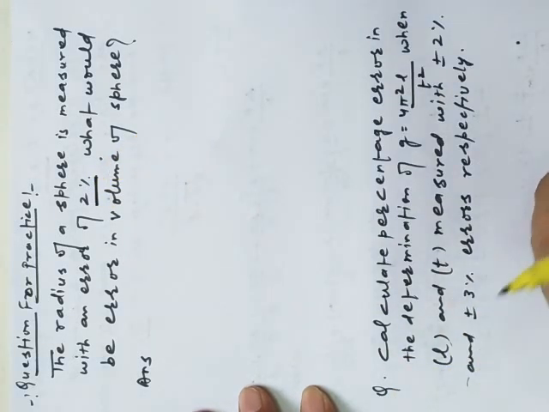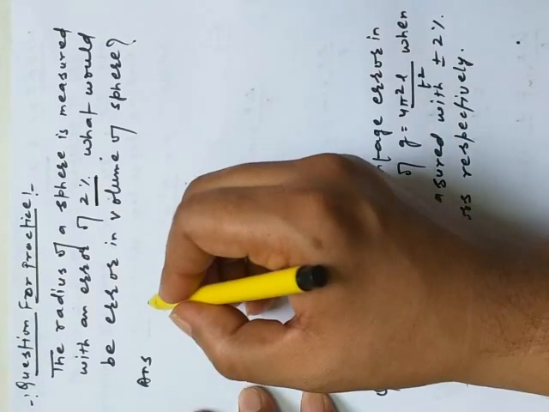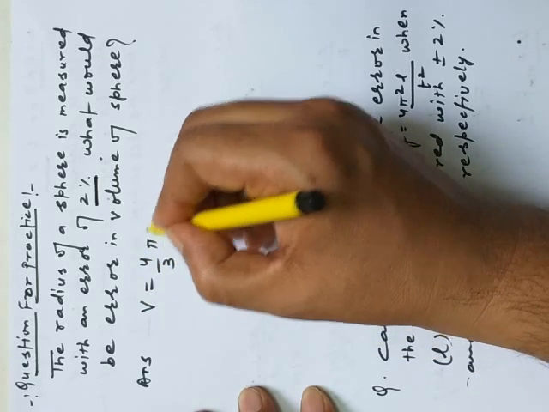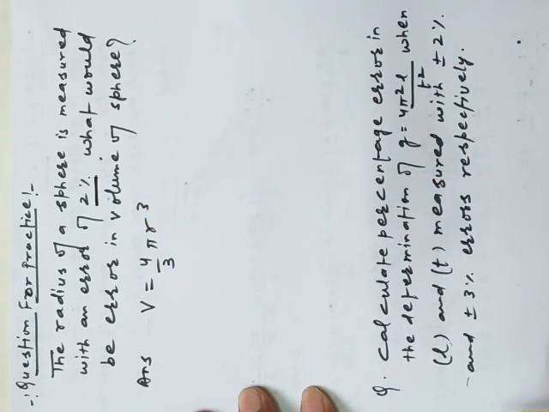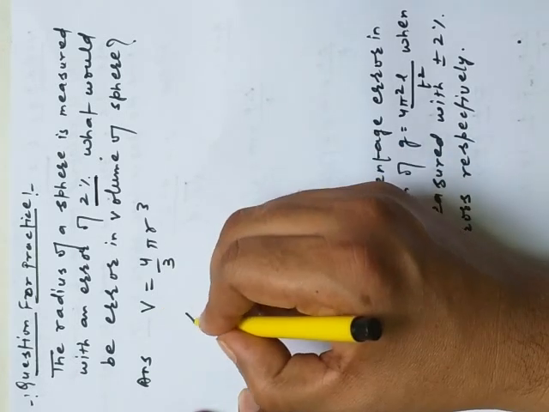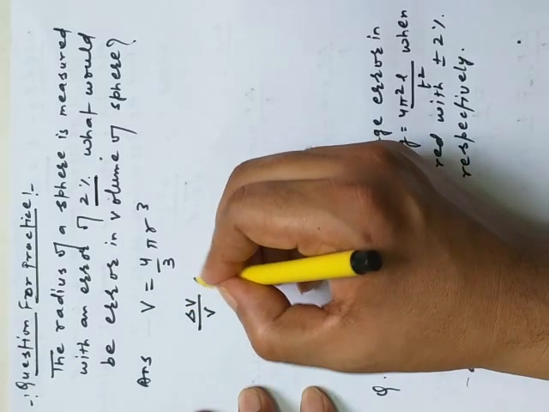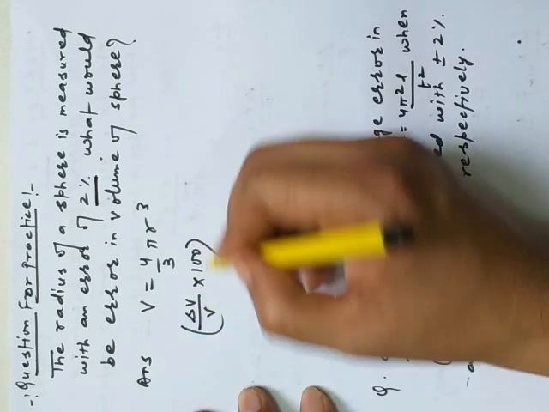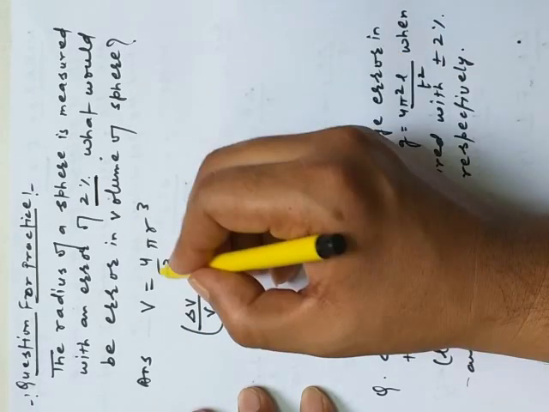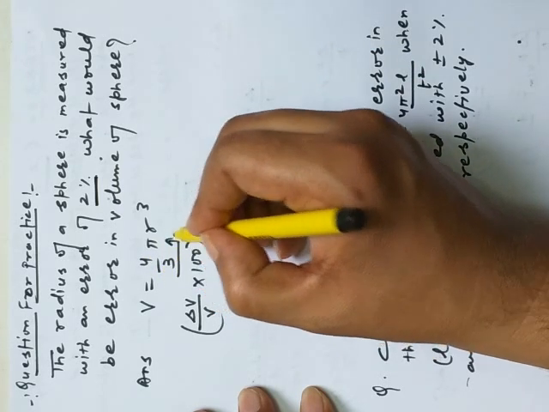Okay, so we know the volume of the sphere is equal to 4 by 3 pi r cube. It is the general formula of the volume, so we can easily convert the percentage error in the volume, that is delta v upon v. As I am multiplying it by 100, it gives the percentage error in the volume, and this is a constant quantity, so we should not be worried about it.